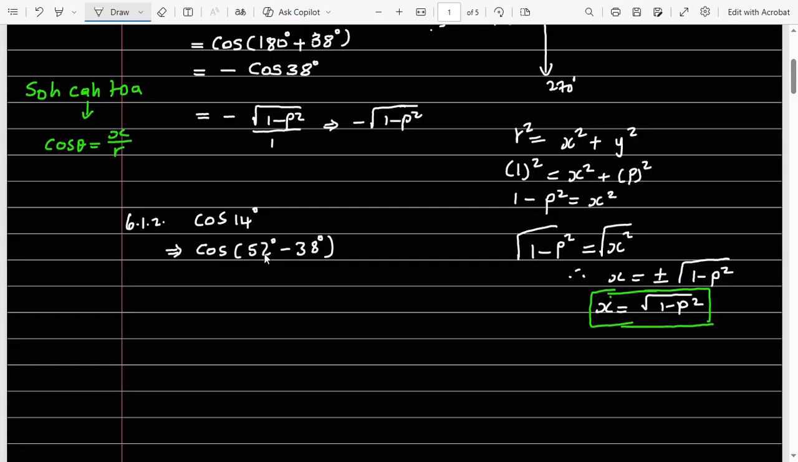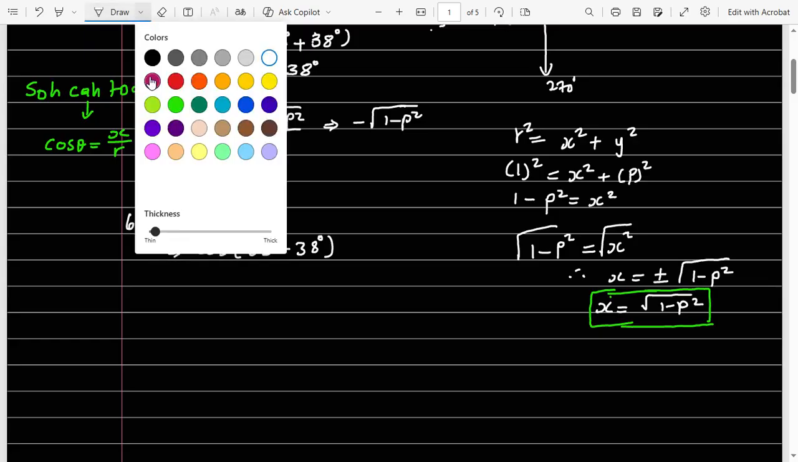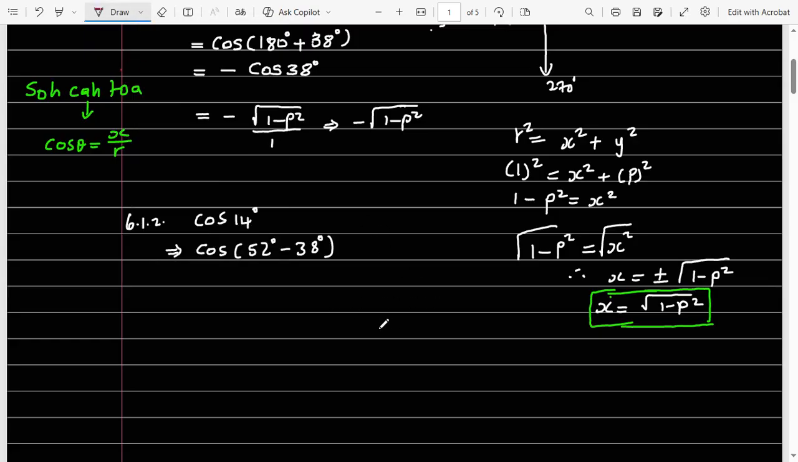But how can we do this? This is a compound angle. We are subtracting two angles, and this will be the compound for what? For cos. You go to the formula sheet and write down the formula for the compound angle of cos. If I have the cos of alpha, oh, we are subtracting, right? So we're going to subtract beta.